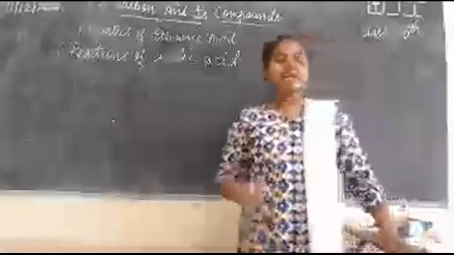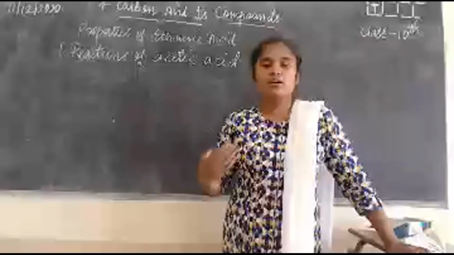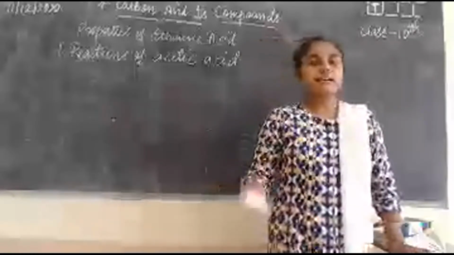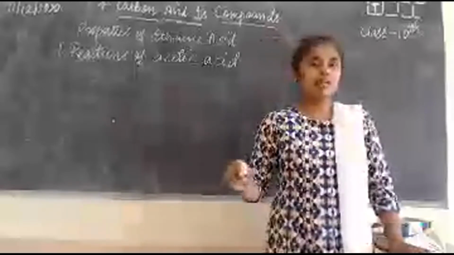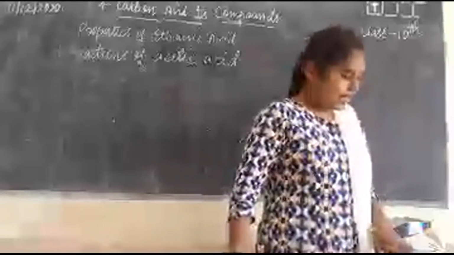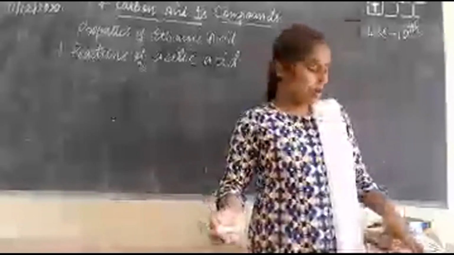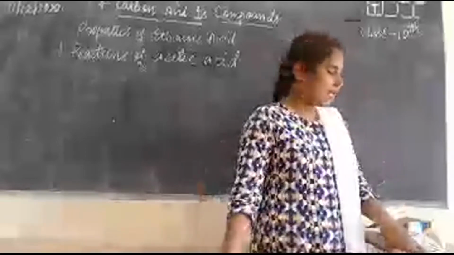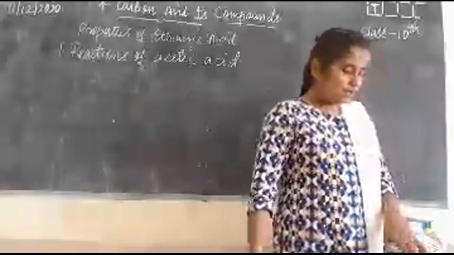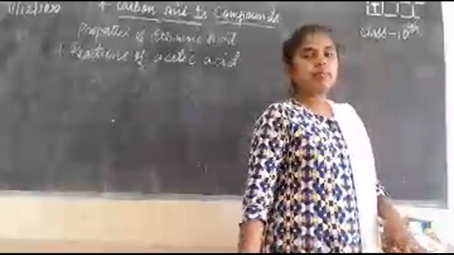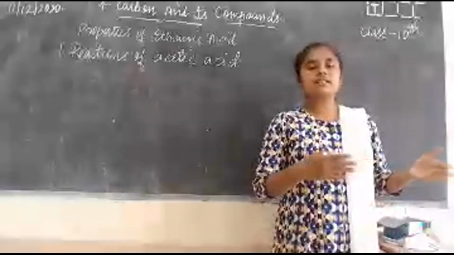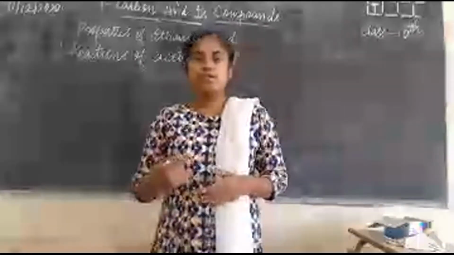When you react these esters with sodium hydroxide, which is alkaline in nature, that is NaOH, you can see that we again get the salt of the carboxylic acid. It is converted back to alcohol and the salt of the carboxylic acid. You can see that reaction. This reaction is called saponification, because it is used in the preparation of soap.